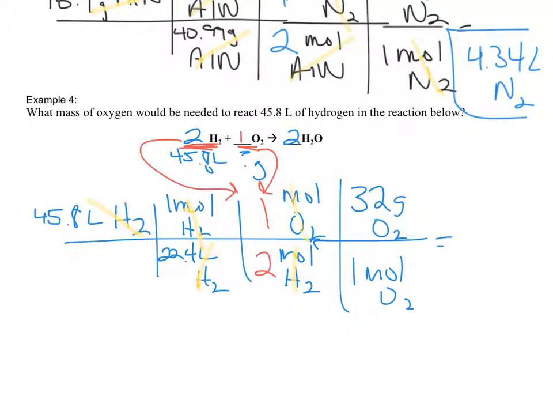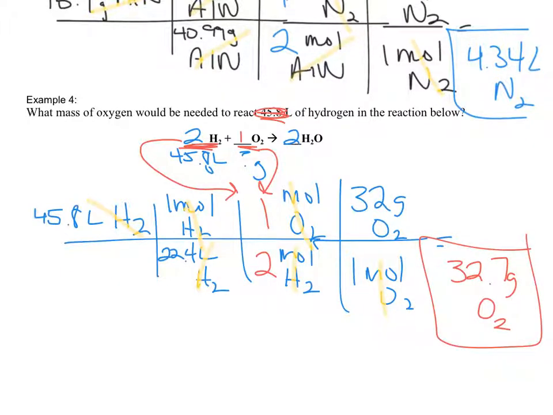When we do that, moles of oxygen cancel out, multiply across the top and bottom, and then divide. And we're going to need to be sure to round that answer to 3 sig figs again. So we're going to get 32.7 grams of oxygen.